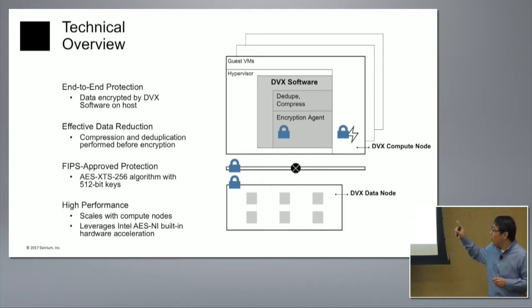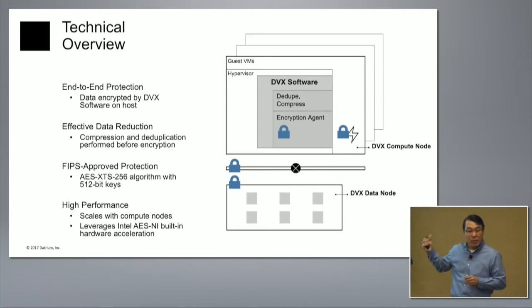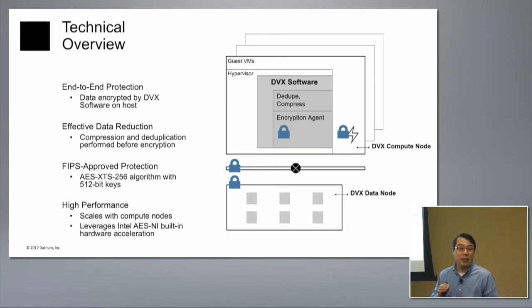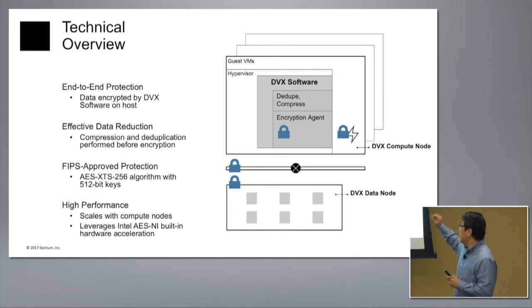And we do all the compression and the deduplication processing before we do the encryption. So it's all happening in the DVX software. It's all using host I/O processing power, CPU power, and it's done in such a way that we actually compress the data, perform the deduplication processing before we encrypt the data. And what that means is you get all the benefits of deduplication. You can turn on encryption, and you still get the data reduction.